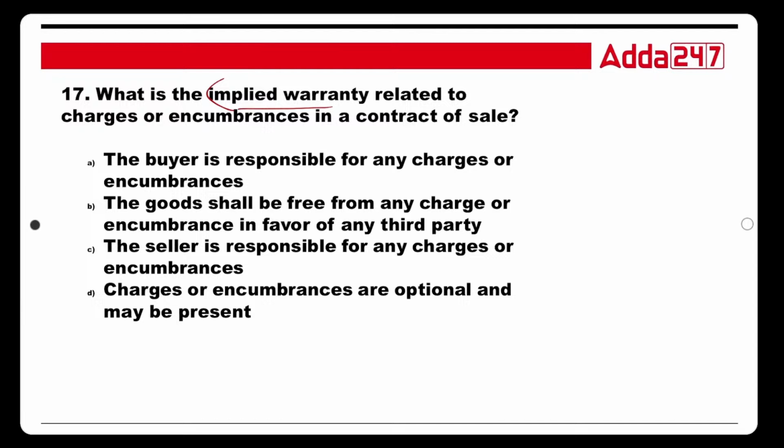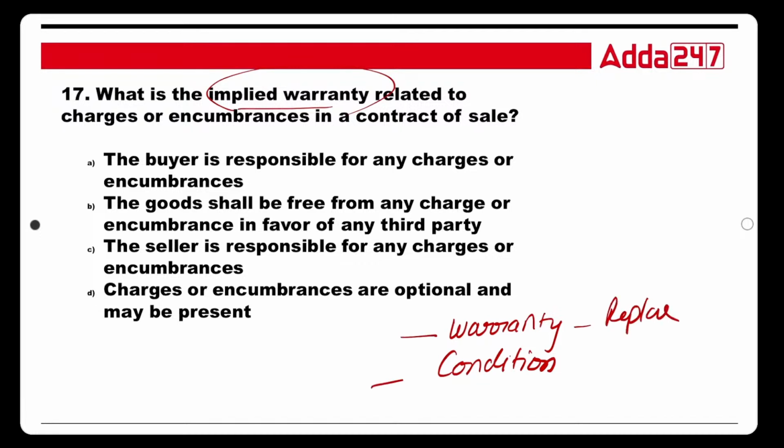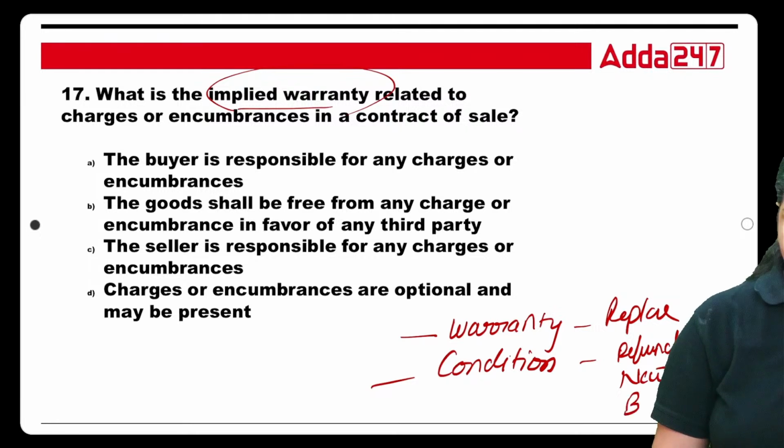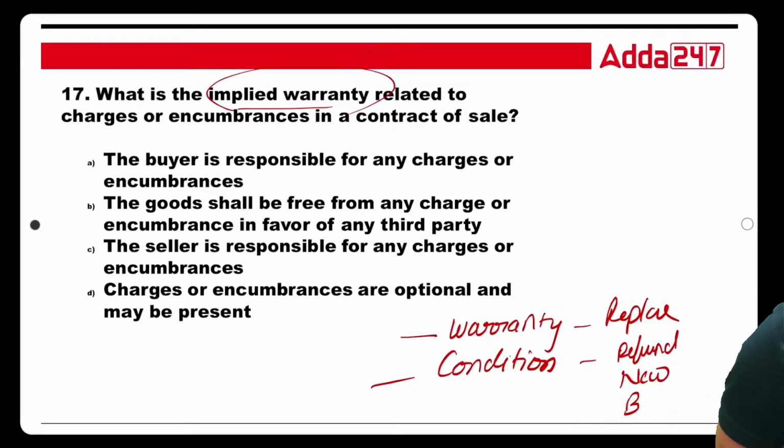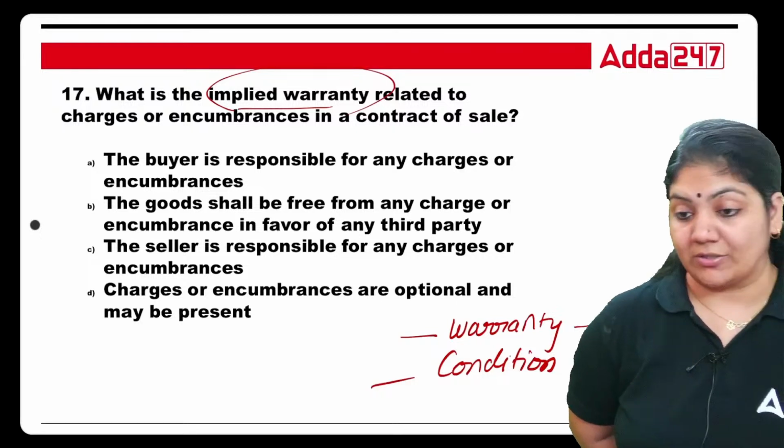What is implied warranty? So class, there are two types of things. The first is warranty and the second is condition. Condition is basically called guarantee. In warranty, we can just replace the things, but in condition, we can demand a refund, or we can demand new goods, or we can breach the contract. Okay, now tell me, what is the implied warranty related to charges and encumbrance in a contract of sale?